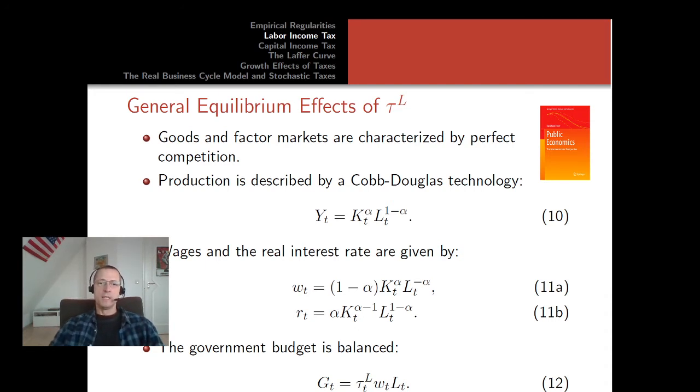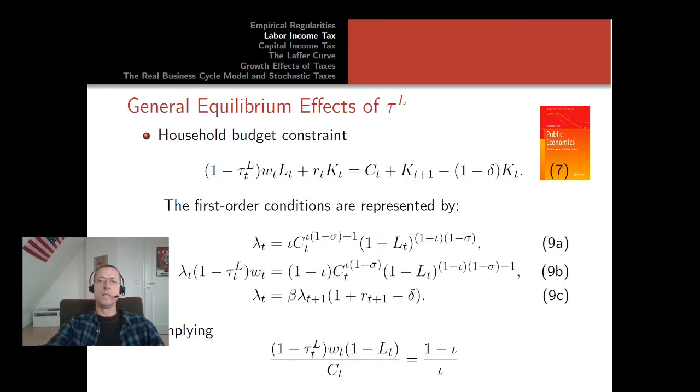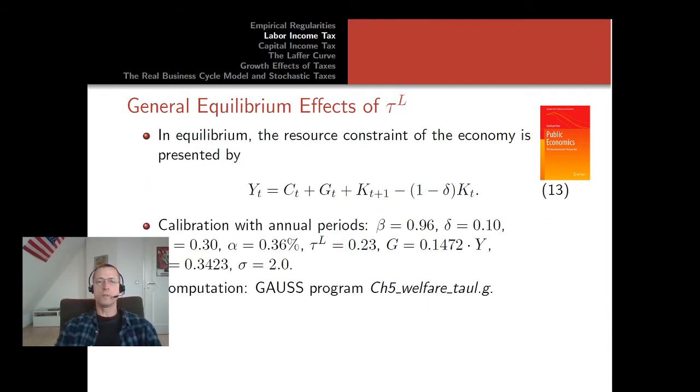Now, if we insert equations 11a and b, the factor prices, and the government expenditures G into our household budget constraint 7, we derive the resource constraint of the economy, which is given by equation 13. So total production is equal to total demand, and demand is equal to private consumption, plus public consumption, plus investment, and investment is simply equal to the increase in the capital stock plus depreciation.